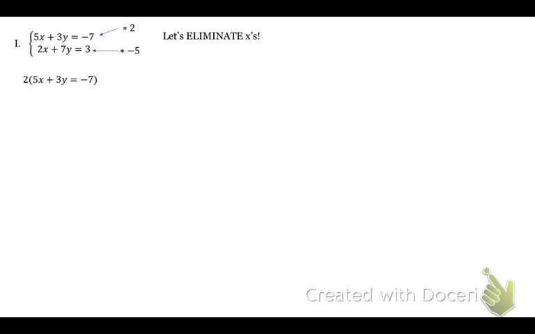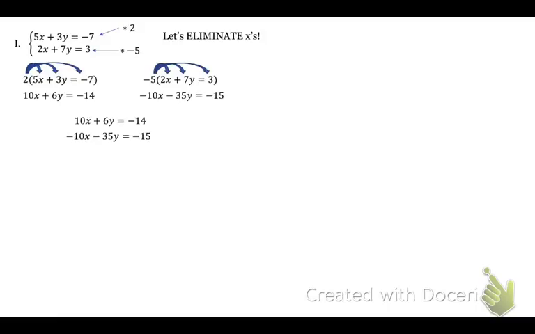When I multiply that top by 2, I get 2 times 5x plus 3y equals negative 7. Distribute that in. That's 10x plus 6y equals negative 14. Look at the bottom. We're going to multiply that by negative 5. Distribute it in. You get negative 10x minus 35y equals negative 15. Then we're going to put them on top of each other. Those cancel. 6y minus 35y is negative 29y. Negative 14 minus 15 is negative 29. Divide by negative 29 and y equals 1.